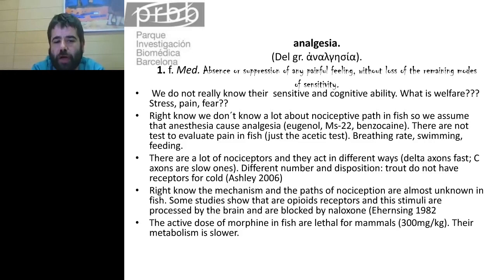We know for sure that the morphine is active and has analgesic function, but we have to give like 30 times that of the mammals.